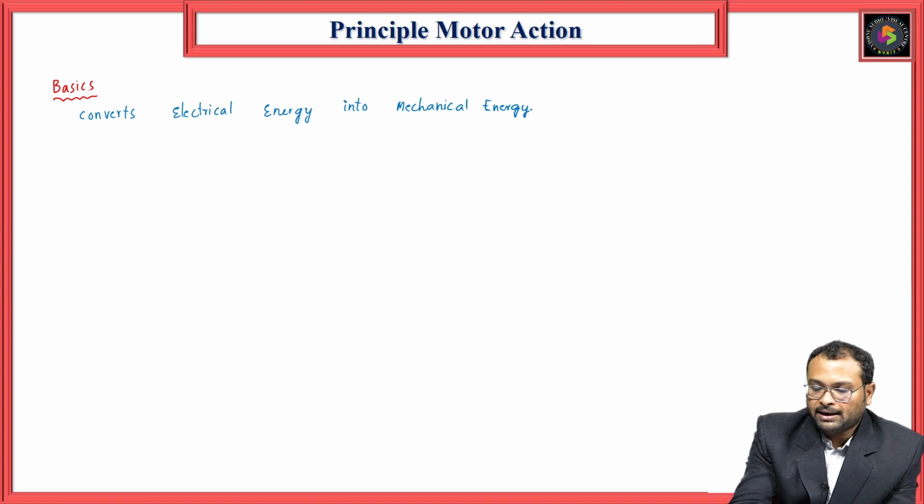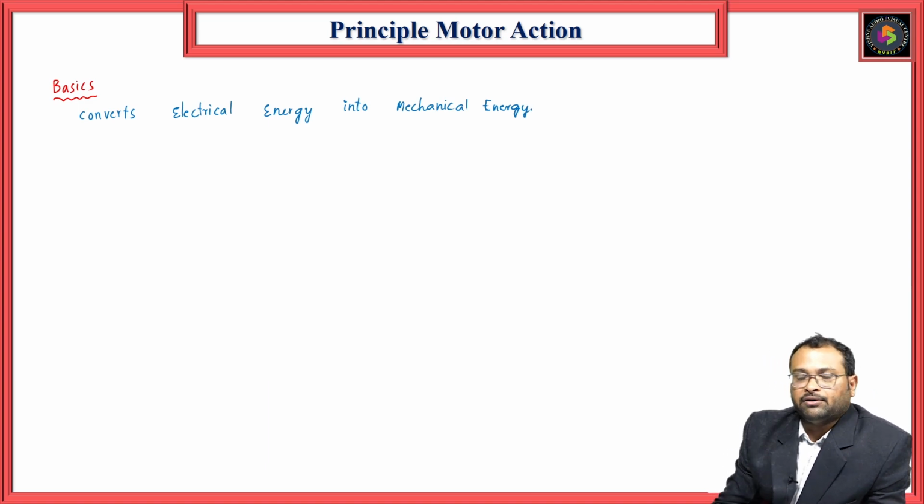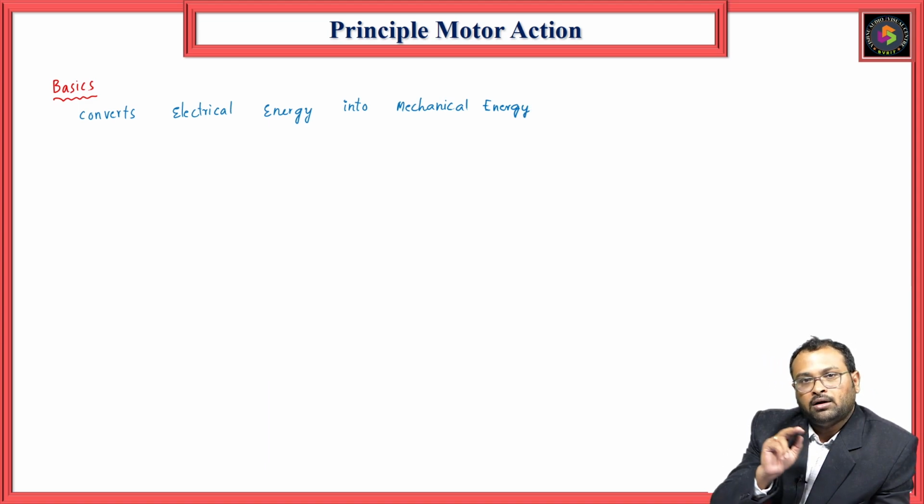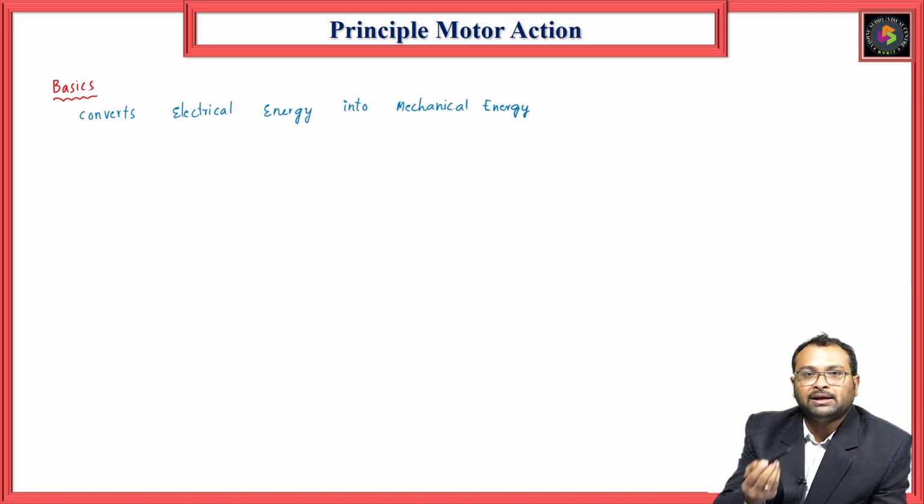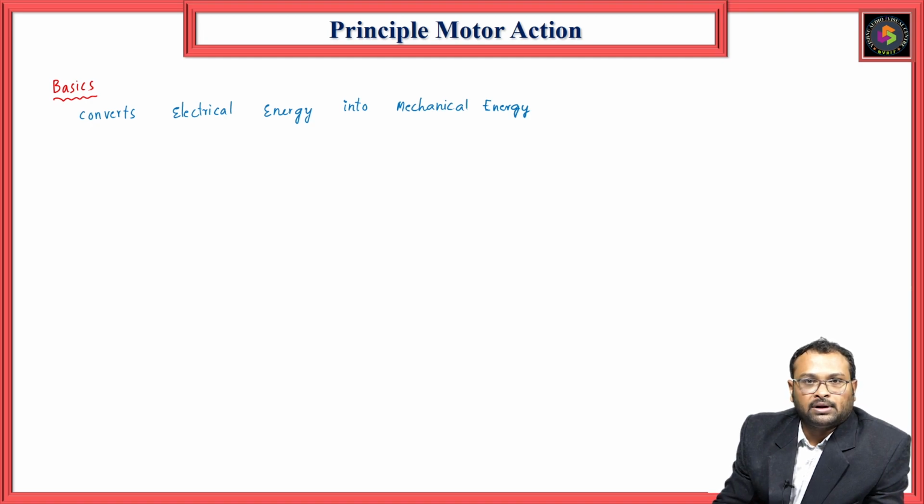So what is mechanical energy here? Especially in motor action, we know that it is a rotational motion. Whatever the mechanical energy is, it will try to force the conductors to rotate. We provide electrical energy to the machine, then it will start rotating, like the example of a fan. We are providing electricity, and it starts rotating. So this is the main motor action. When we provide electricity, it starts moving.